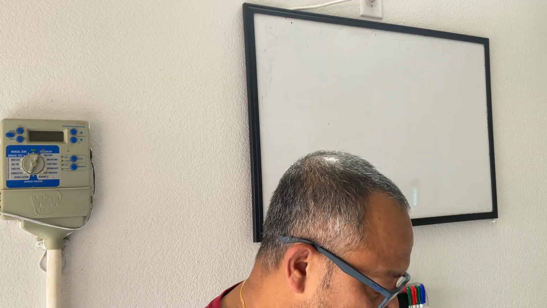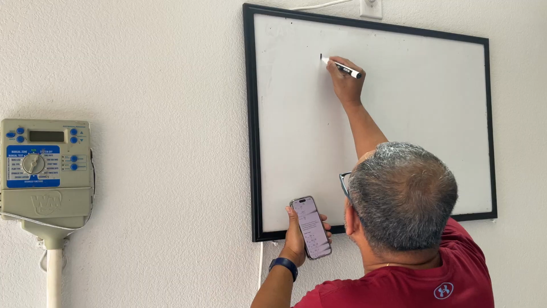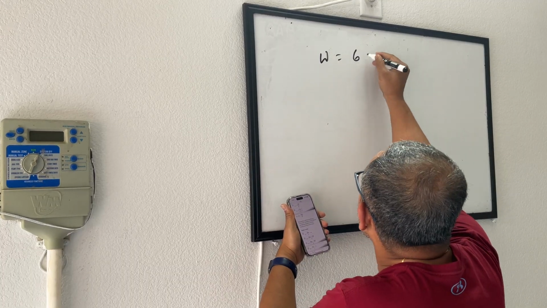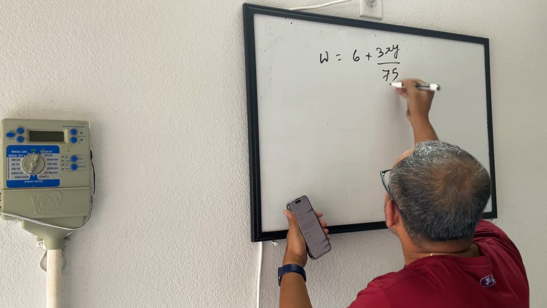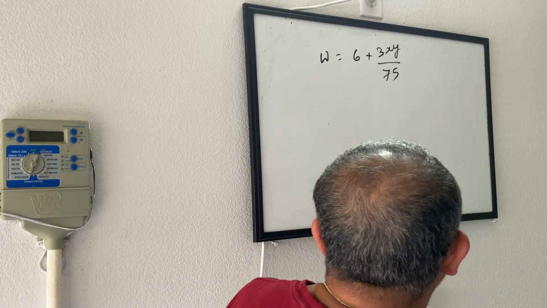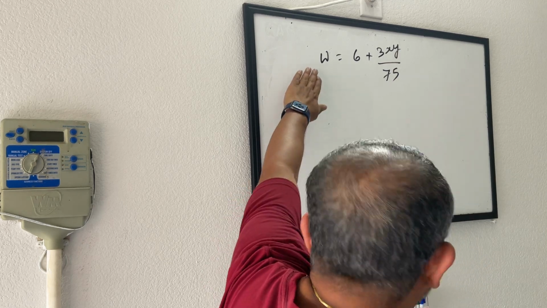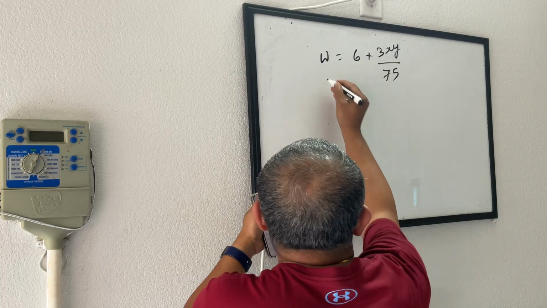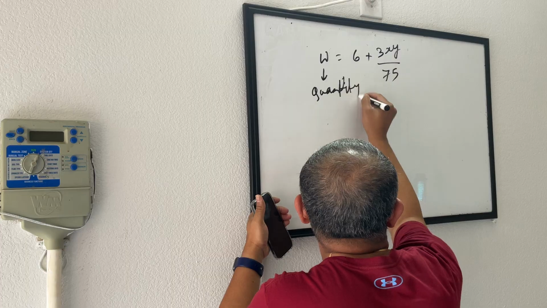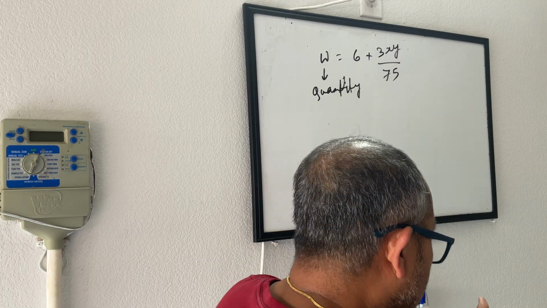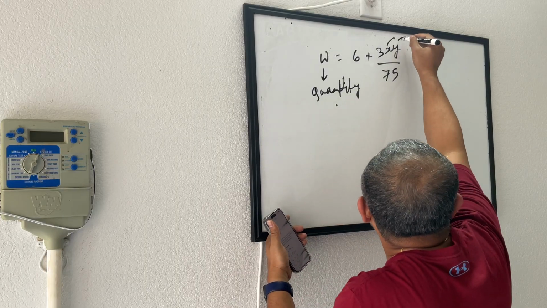Now I have another one that should not take more than 2 minutes for everybody, okay? If it's taking more time, that means we are probably missing something. We have an equation w equals 6 plus 3xy by 75. It says the equation gives the quantity w. I will write quantity so that I don't keep on forgetting, which I always do. Quantity w in terms of the quantities x and y. So this is a quantity and these are two different quantities.